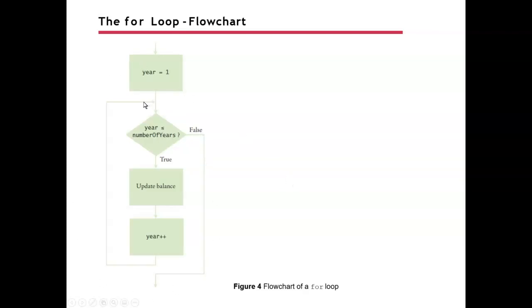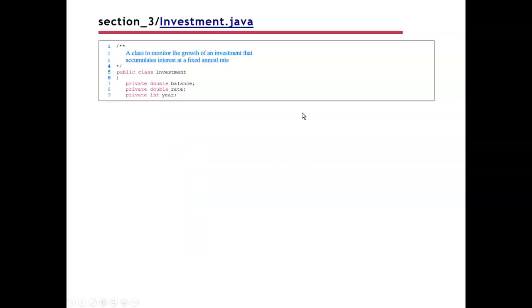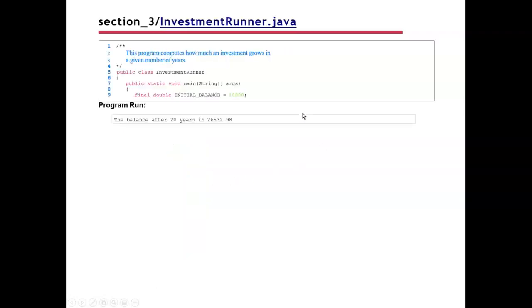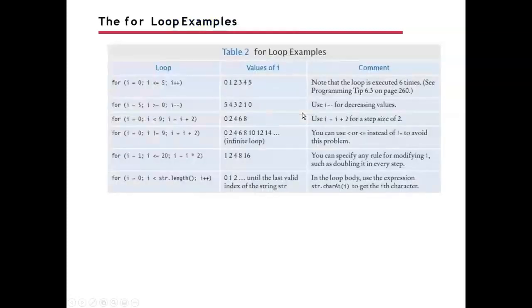Again, this looks just like the while loop. The only difference being it's in a more syntactically convenient form. Here's some examples. Loop executes 6 times because of the less than or equal. Here we go, we're going down. We're going to go by 2s.